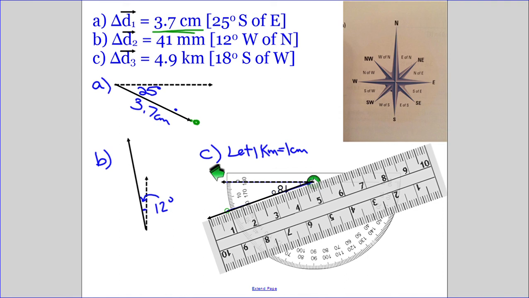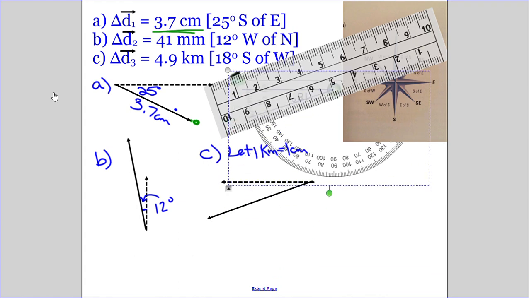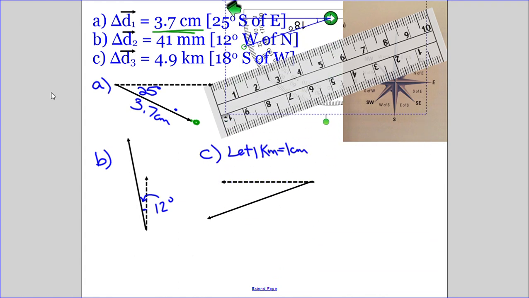So after I'm done with those, I can move those out of the way. And what I have left over now is my answer of 18 degrees tucked in there. And then I know that this line is 4.9 kilometers long because a kilometer is a centimeter. So 4.9 kilometers. And while I'm at it, I guess I should really add this one in here too. Okay, saying what that number was to start with.